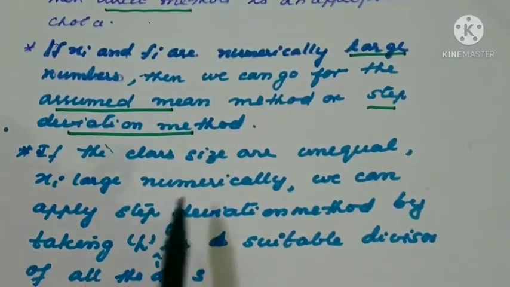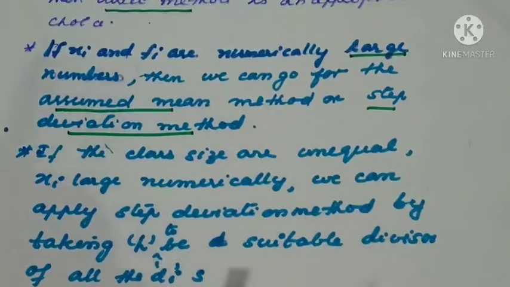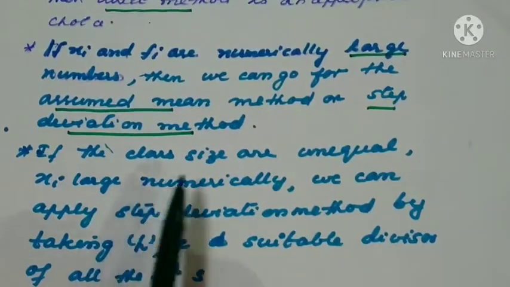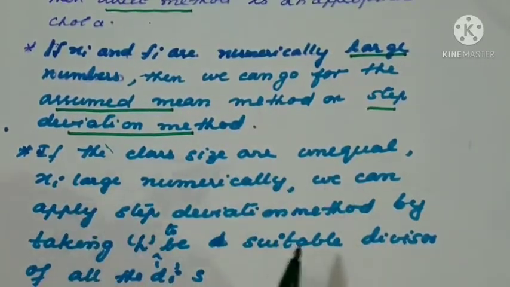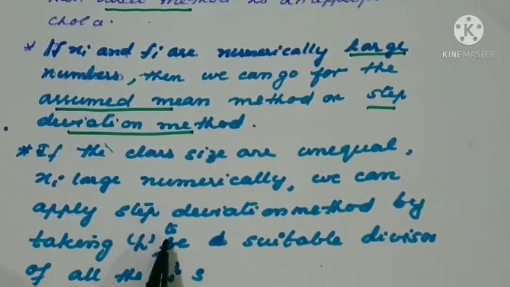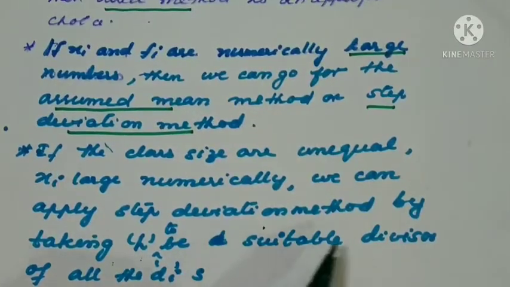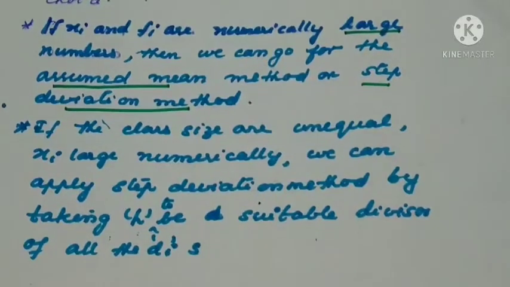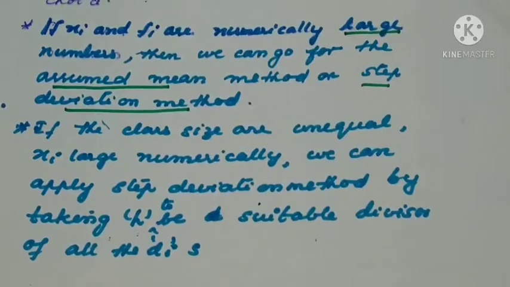Next, if the class size is unequal, we did one example in the last video. If the class size is unequal and xi is also large, we can still apply the step deviation method by taking h as a suitable divisor of all the di's. It is the common factor. At that time h is not considered as the class size. h is the common factor for all the di's; the maximum common factor is to be chosen. So that is the way we can use all the three methods.